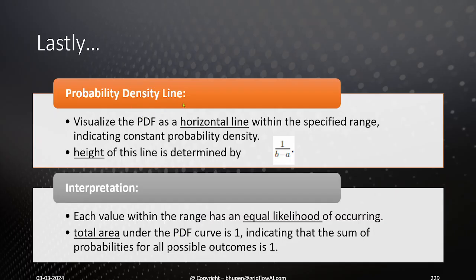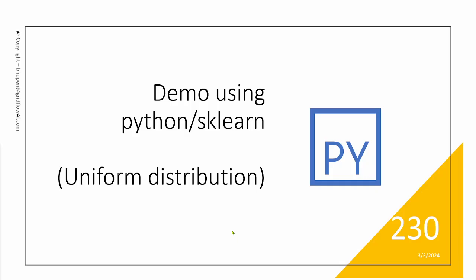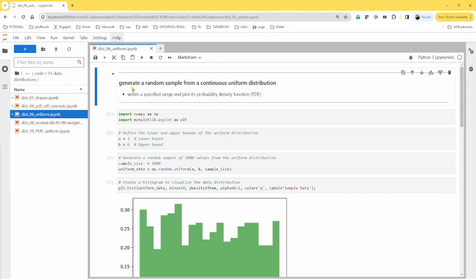So the probability density is simply a horizontal line in case of uniform distribution, 1 over B minus A. That means each value is equally likely and the total area under the curve will add to 1. Let's take a look at the Python example to show you the uniform distribution. Let's take a look at a simple example here.